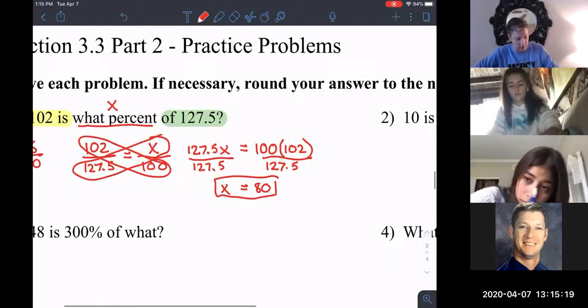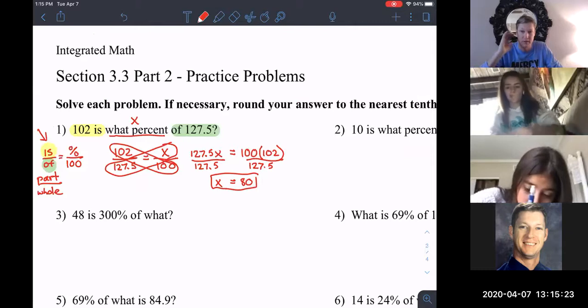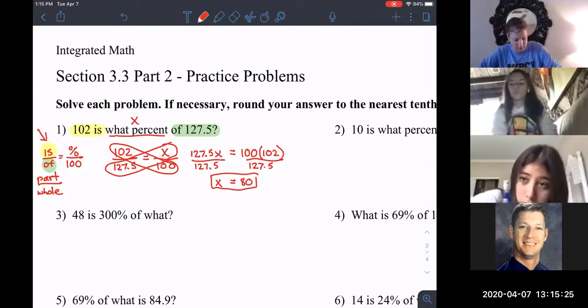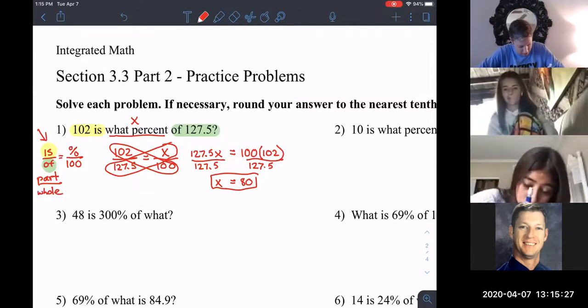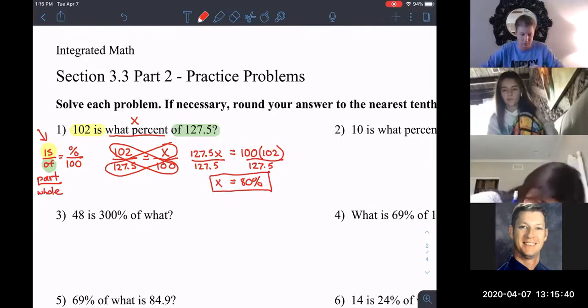But remember, this is only for when the problem asks you to find percents, but you have to leave your answer as a percentage. So your answer should be x equals 80%. You just want to use a percent sign when you're looking for the percentage. If you're not looking for the percentage, then your answer would just be a normal number. Okay. And one more thing before I show you this other shortcut.